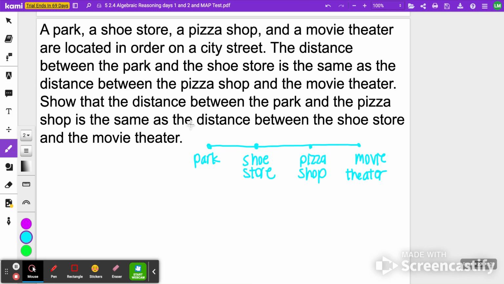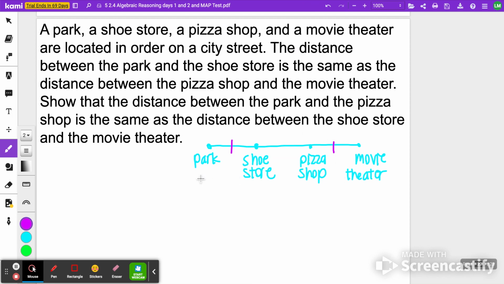And it says the distance between the park and the shoe store, so here's the park and the shoe store, maybe let's do this in a different color, is the same distance as the pizza shop and the movie theater. Okay, so I just made one tick mark is equal to the one tick mark over here. Show that the distance between the park and the pizza shop is the same distance between the shoe store and the movie theater. So what we want to do is make sure that we show that tick mark.